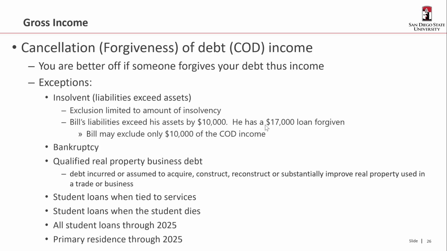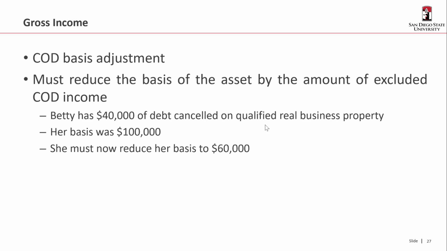So there's also an exclusion if the debt forgiveness is related to your primary residence. That's through 2025. So you can't pay your mortgage, and you go to the bank and they negotiate a lower debt for you to continue to service. That's cancellation of debt income, but you can exclude it if it's on your primary residence, at least through 2025.